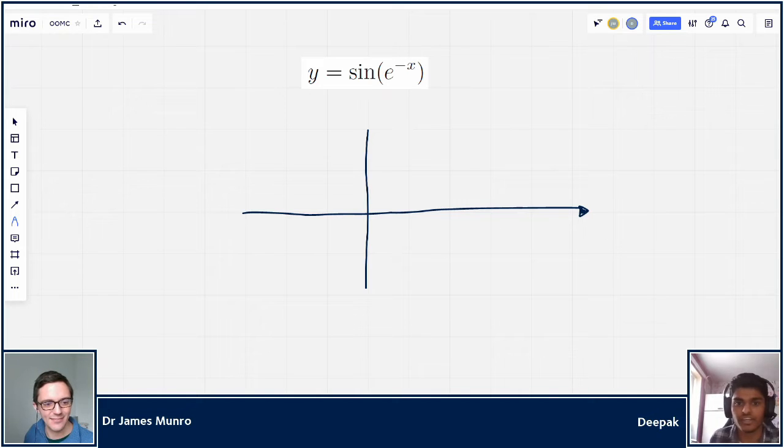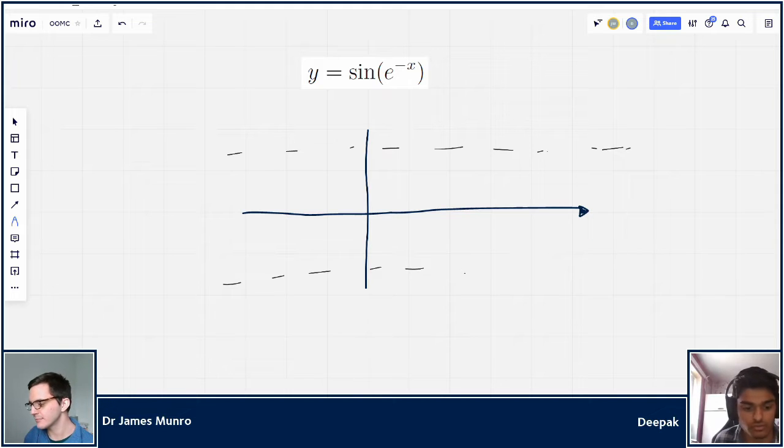It's already looking a bit weird, and when you find compound functions where you're sticking functions inside of other functions, all sorts of weird stuff happens. But something very specific happens when you do sine of a different function, because sine is always stuck between -1 and 1. So we could already draw a 1 and a -1, because whatever e to the minus x ends up being, the sine of it will always be between -1 and 1. That's always something to think about.